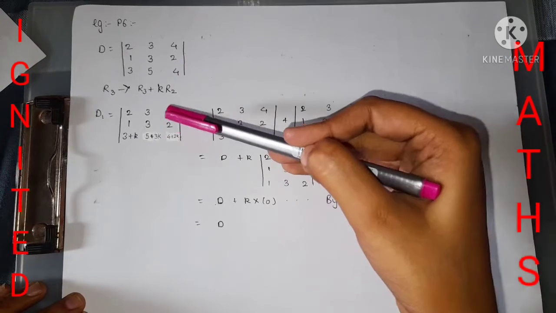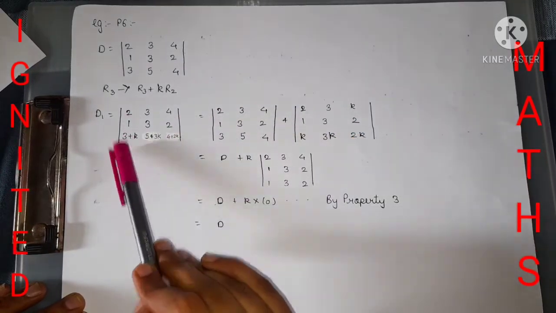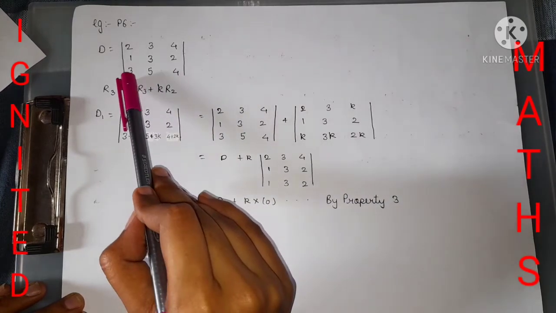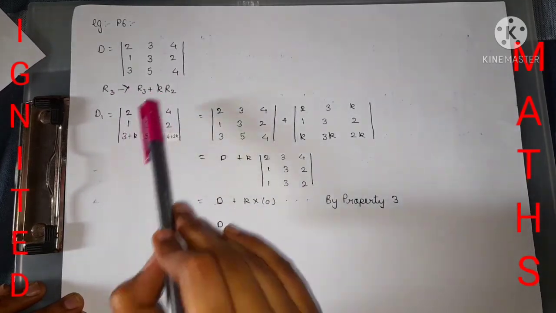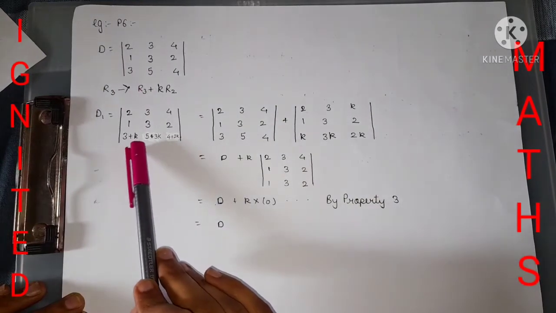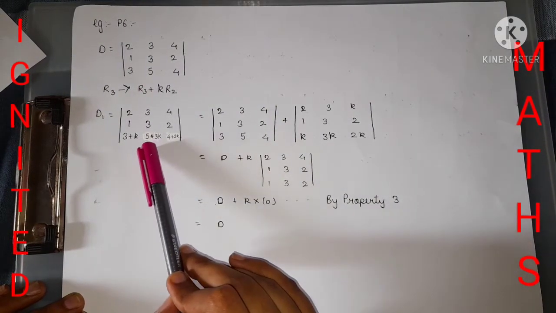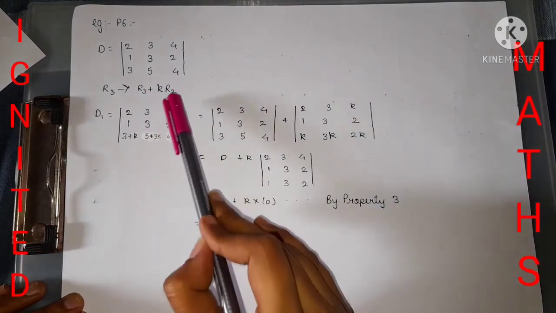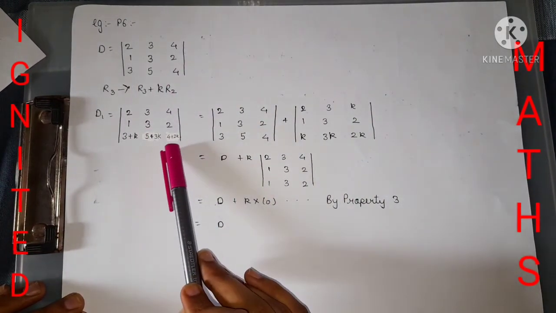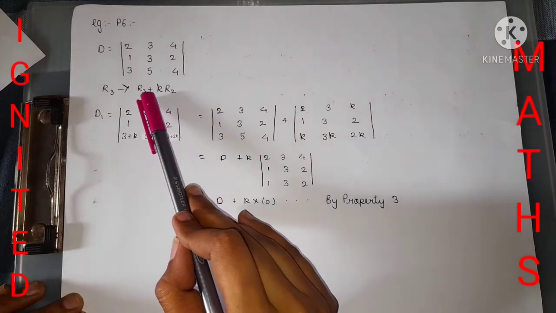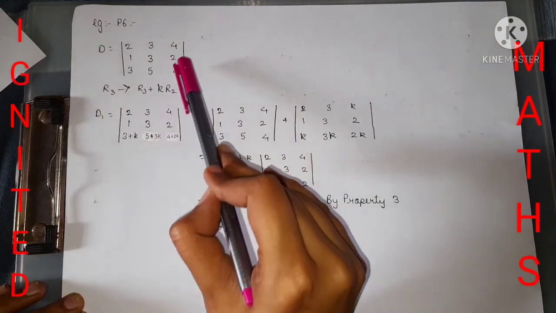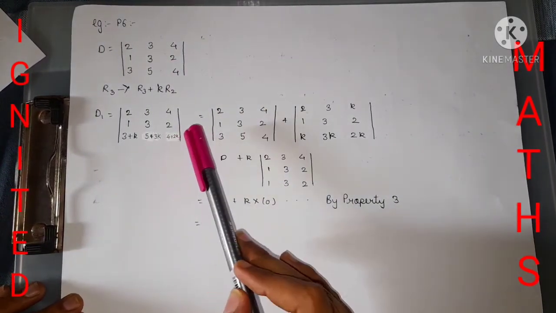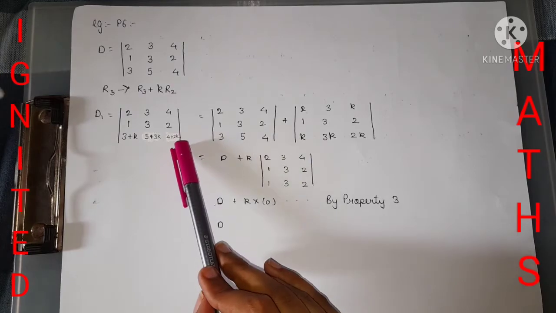Row 1 and row 2 I'm going to write as they are, but at row 3 they have said row 3 plus K R2. Row 3 is 3 plus K times R2, that is 1. So K times 1 is nothing but K. Over here row 3 is 5 plus K times R2, which is 3, so 3K. Over here R3 is 4 plus K times R2, and K times R2 means 2K. So 4 plus 2K.